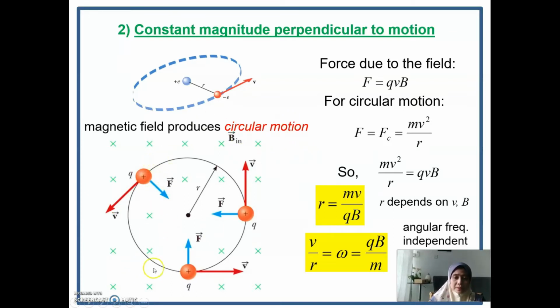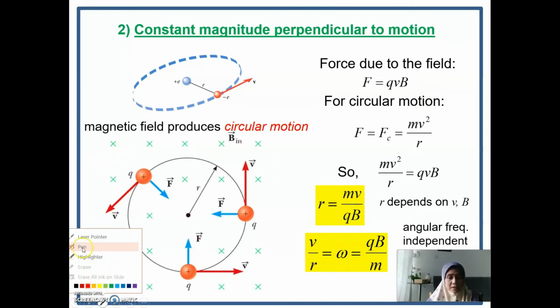When we have a charged particle moving in a uniform magnetic field, the charge tends to move in a circular motion. So the magnetic force produced in the field is driven by the centripetal force. At this situation, FB is equal to FC, so qvB equals mv squared over r. Now we can calculate the radius of the circular path of the moving charge in the uniform magnetic field, which is r equals mv over qB. So the radius of this charged particle depends on the speed and also the magnetic field.